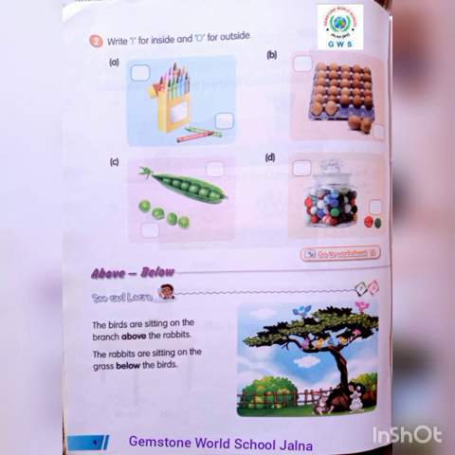And the last one is, in the jar some marbles are kept, that is inside the jar, and 2 marbles are kept outside the jar. So you have to write O for outside and I for inside.